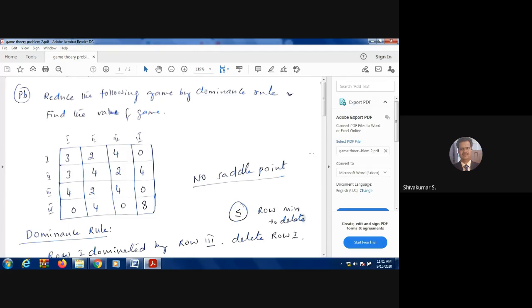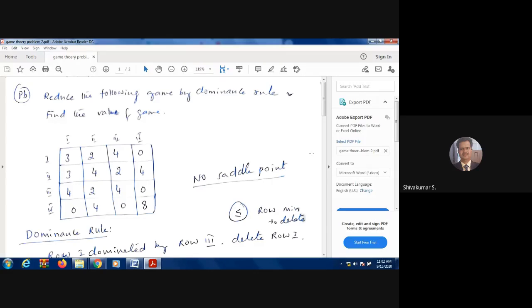Reduce the following game by dominance rule and find the value of game. So you have this matrix. You can take by default left side player A and column wise player B, A and B. So left side player A and player B. Player A has got four strategies. Player B has got four strategies. All the outcomes are given there. That is 3, 2, 4, 0, 3, 4, 2, 4, 4, 2, 4, 0, 0, 4, 0, 8.